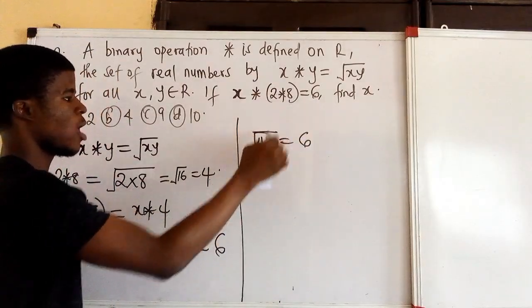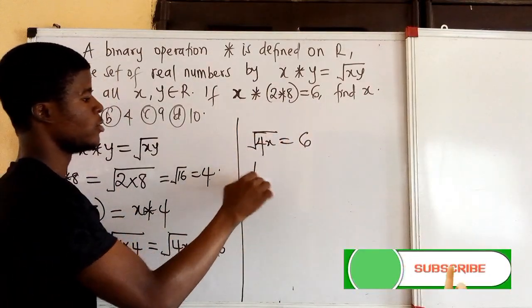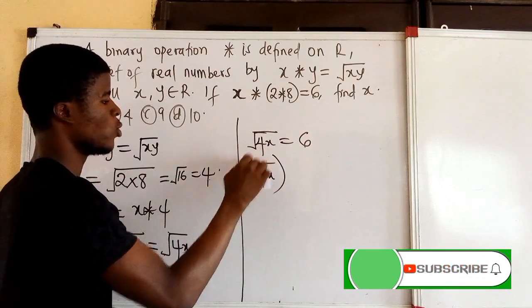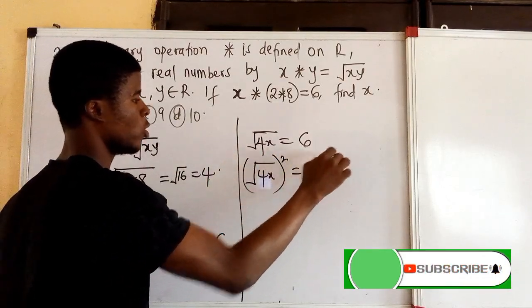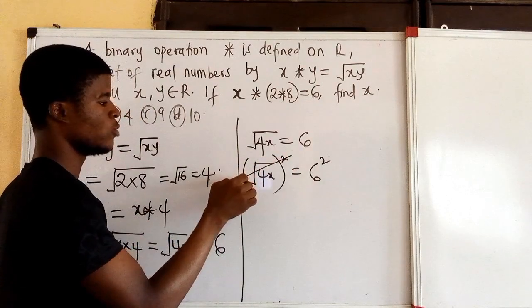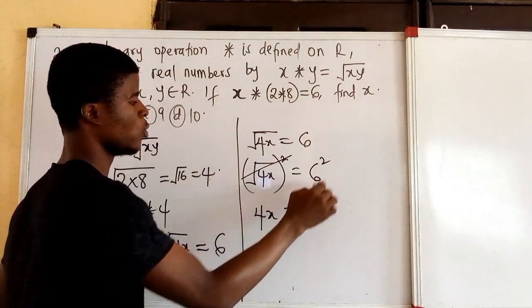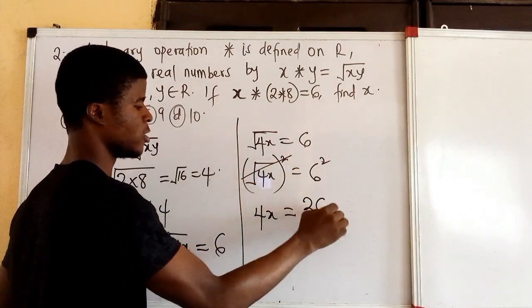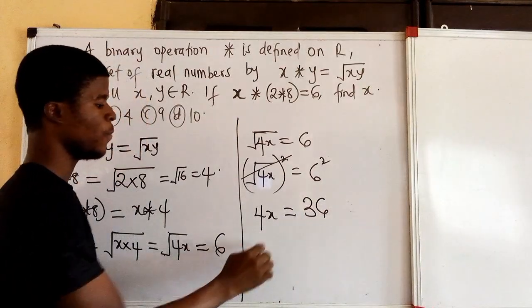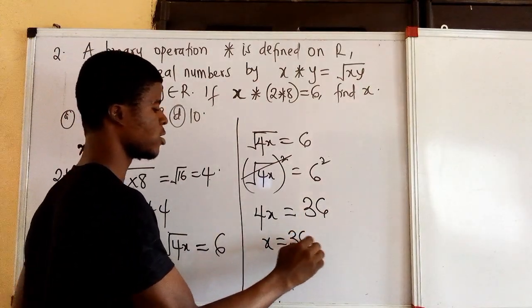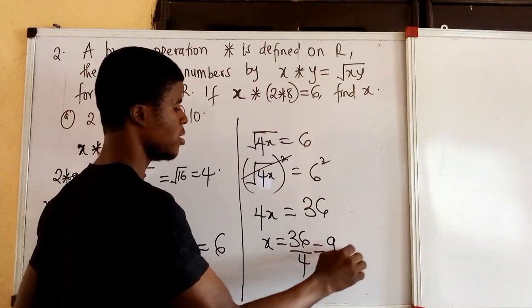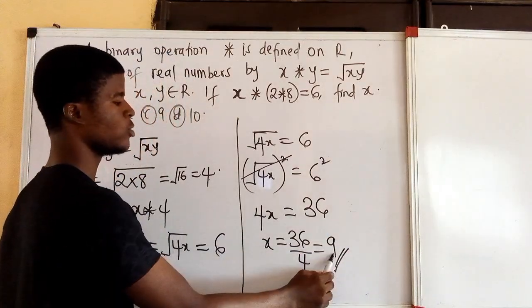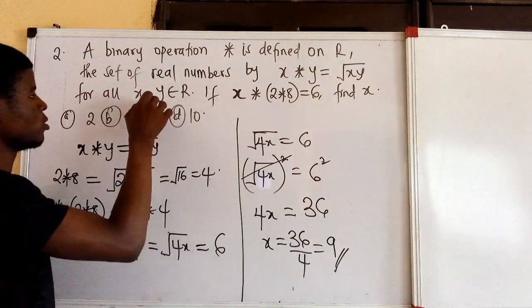I'm looking for x, so I will square both sides. Root 4x all squared is equal to 6 squared. The square cancels the square root. 4x is now equal to 6 squared, which is 36. I will divide both sides by 4 so that x will be equal to 36 over 4. That gives me 9. So x is equal to 9. And that falls under option C.